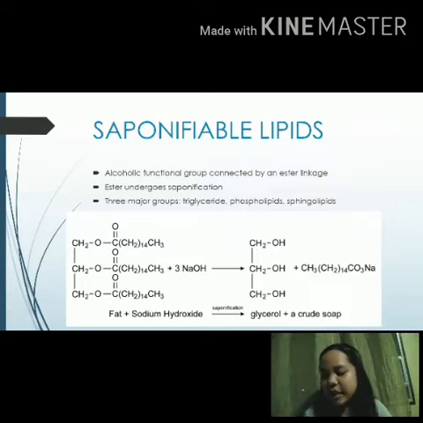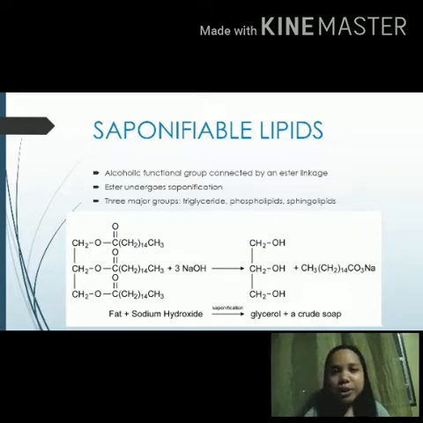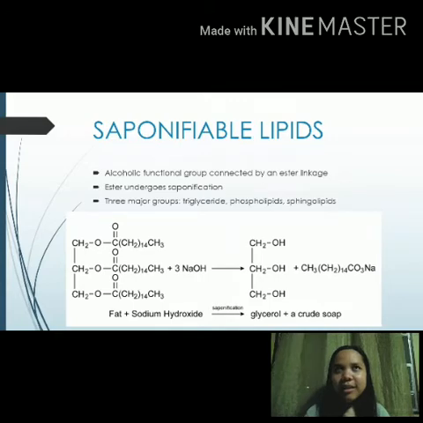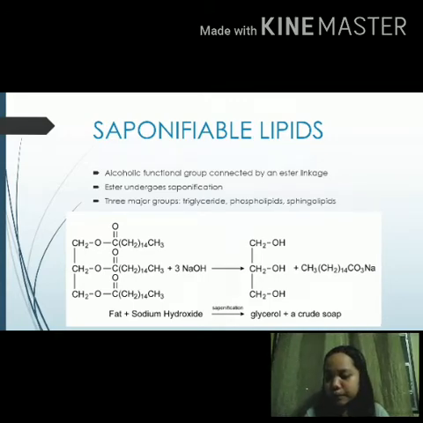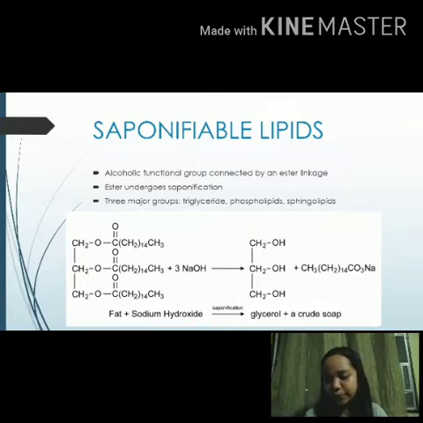So, the first lipid that I will discuss is saponifiable lipids. Saponifiable lipids are lipids that have an alcoholic functional group connected by an ester linkage. When they react with strong bases such as sodium hydroxide, the ester link undergoes saponification along with the fatty acid chain, leaving only the alcoholic functional group, which, in the example I showed you, the triglyceride that was discussed last experiment, is glycerol. So when the triglyceride goes under saponification, by the end of it, you obtain glycerol plus a crude soap.